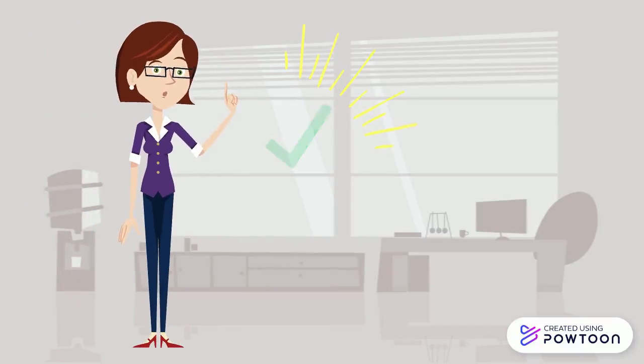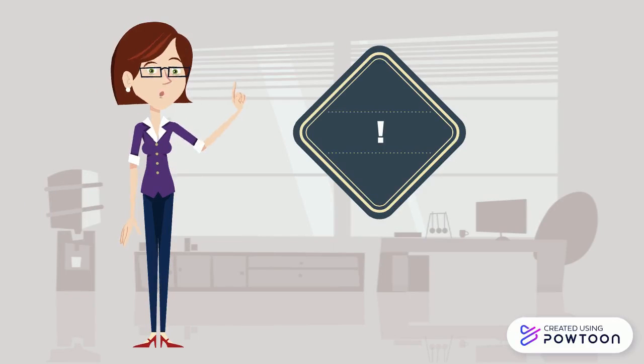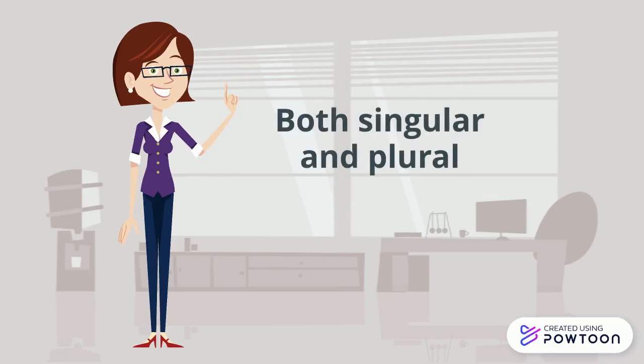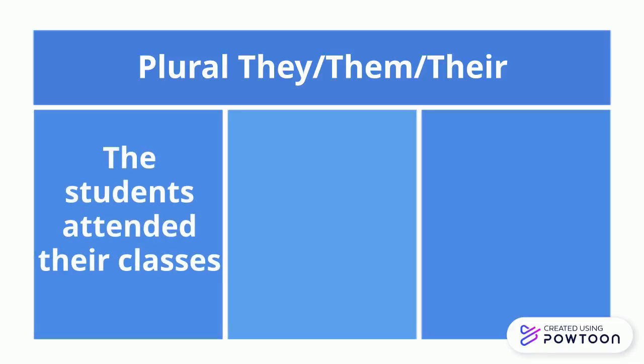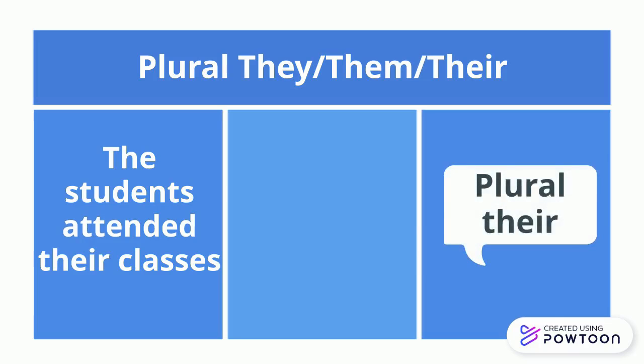It is important to remember that even though you can use they, them, or their as singular pronouns, they are also still plural pronouns. So you would still say the students attended their classes. In this sentence, their is used as a plural word because you used students earlier in the sentence.